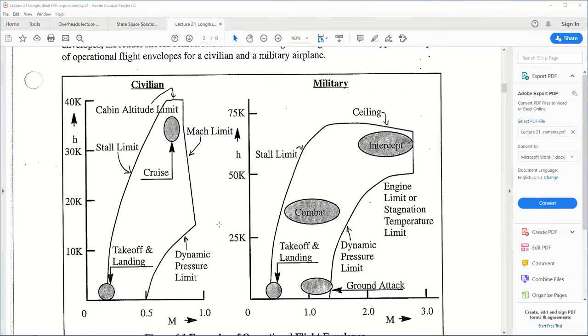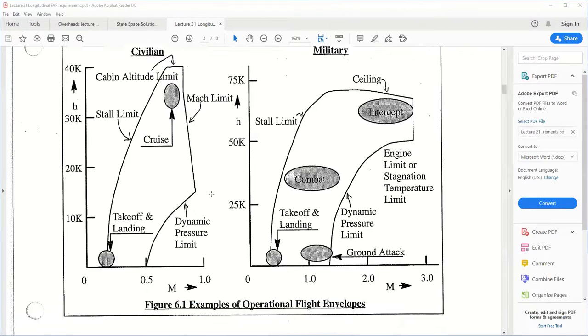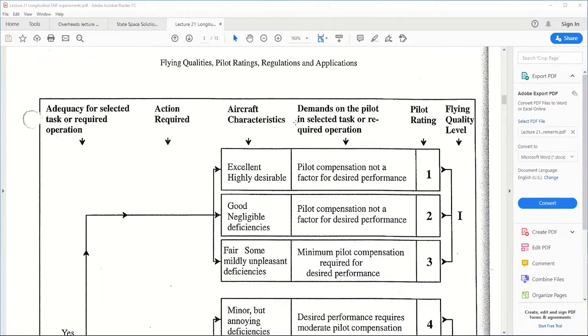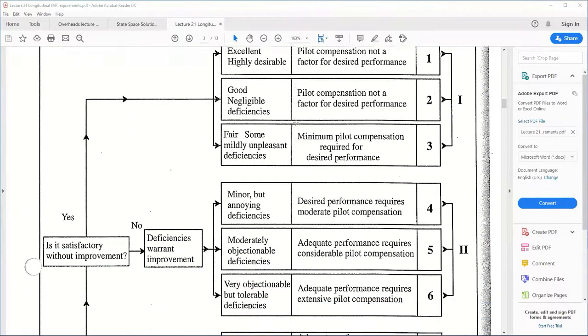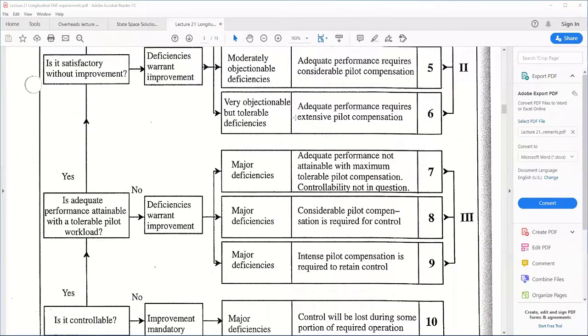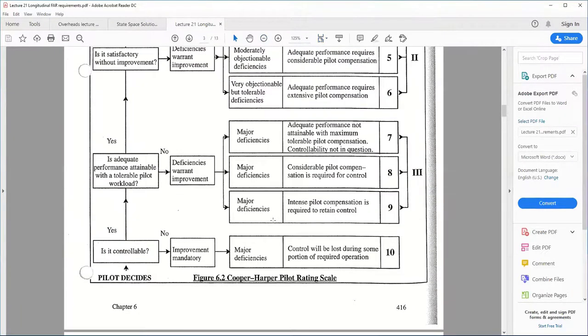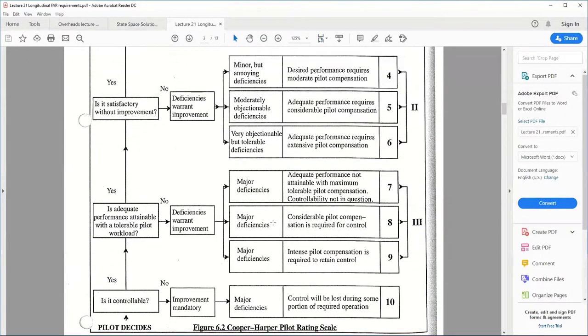One of the ways that the ratings that I'm going to show you were developed was by pilots flying different aircraft and then doing what's called the Cooper-Harper rating scale. I'm going to zoom out so you can see most of it. So the pilot will go up and fly an aircraft, and then he'll start down here at the bottom with the arrow, and he'll answer these questions.